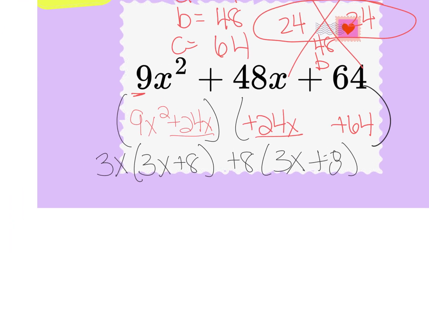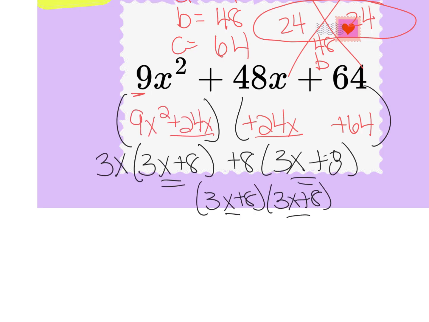And here are my two factors. I know I'm on the right path because my parentheses match. So I'm left with 3x plus 8. And what I take out as a greatest common factor is 3x plus 8. They're both the same, so we're going to write this in even simpler form. Since 3x plus 8, 3x plus 8, they're both the same, it's simply going to be 3x plus 8 to the power of 2.